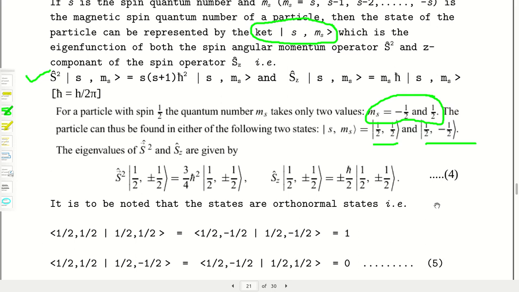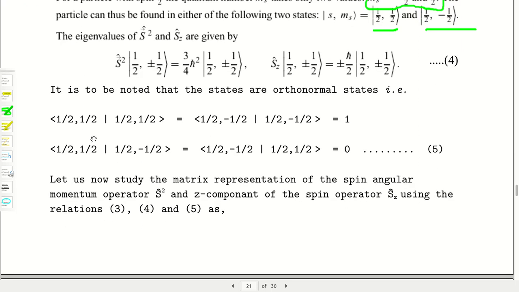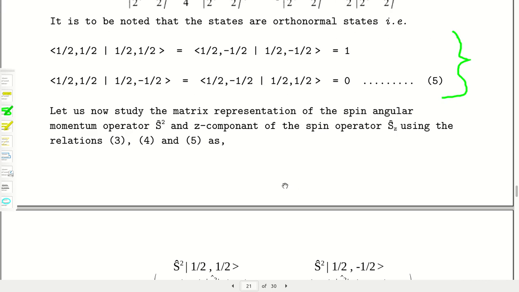So equation 4 can be used. Now it is to be noted that the states are orthonormal to each other. That means these two kets are orthonormal kets. That means bra half half, ket half half is equal to 1. Similarly for minus half. But if you take bra half half and the ket half minus half, it will give you 0, and vice versa, it will give you 0. So it is the orthonormal property which we have used earlier.